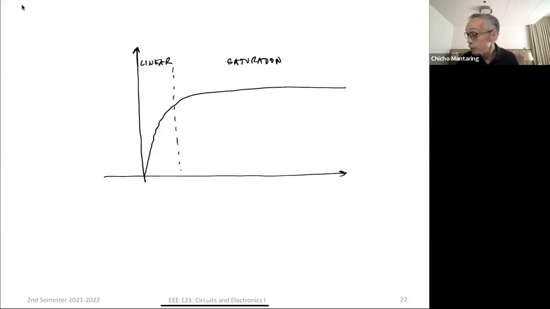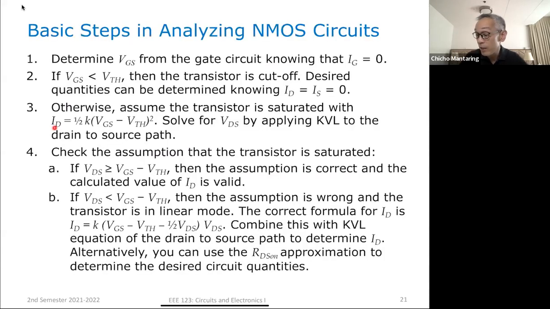And if you will note, in saturation, the drain current, so this is our drain current, this is our drain to source voltage, the drain current will not depend on the drain to source voltage. In fact, the drain current is practically constant. It only depends on the value of your gate to source voltage. This is in saturation. So we solve for VDS by applying KVL to the drain to source path.